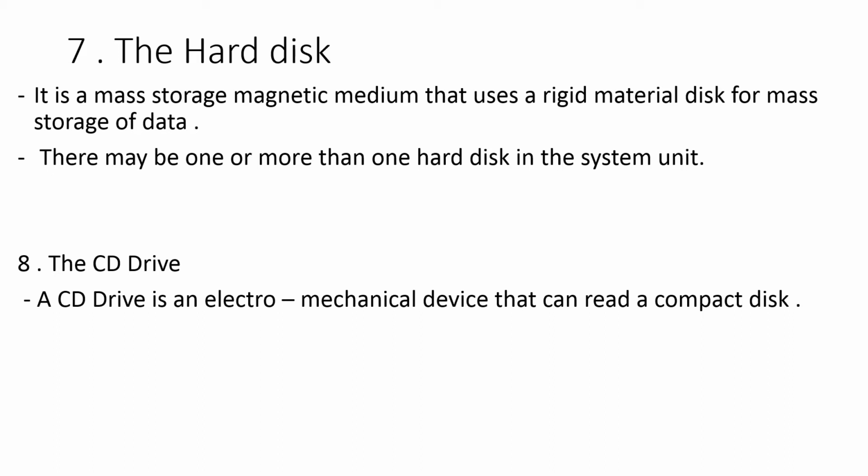It is the mass storage magnetic medium that uses a rigid material disk for mass storage of data. Mass storage means huge storage. Okay, you all know that computer holds a large amount of data. And why is the computer capable of holding such a huge amount of data? Because the hard disk is mounted in the system unit, that's why the computer is able to hold the large amount of data.